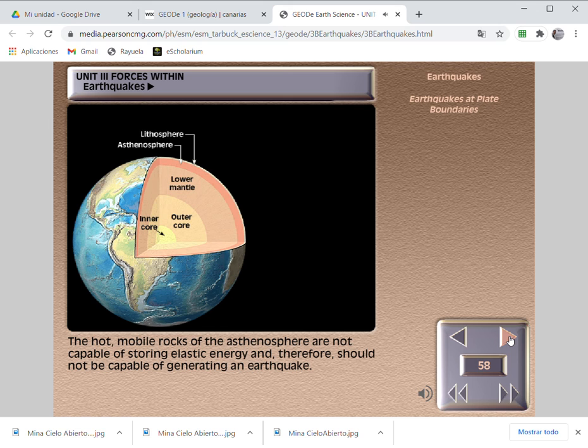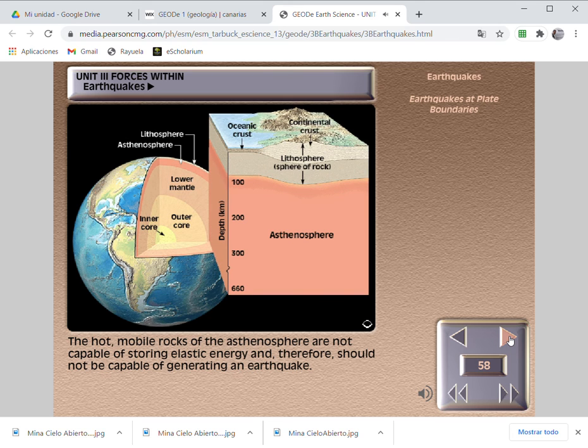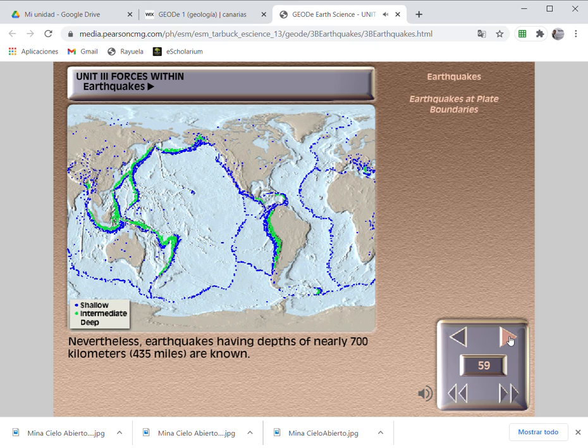The hot, mobile rocks of the asthenosphere are not capable of storing elastic energy and therefore should not be capable of generating an earthquake. Nevertheless, earthquakes having depths of nearly 700 kilometers are known.